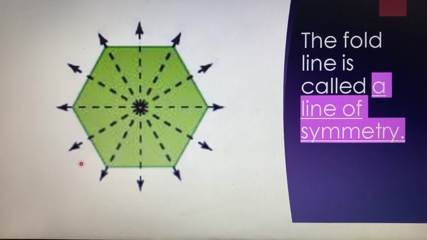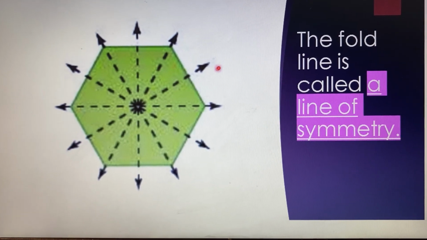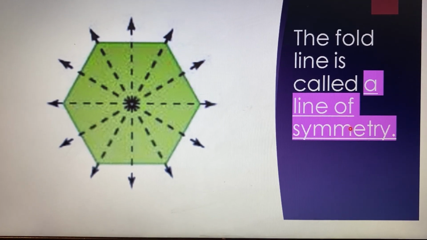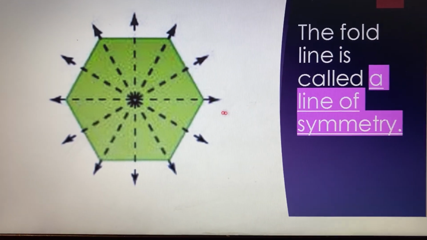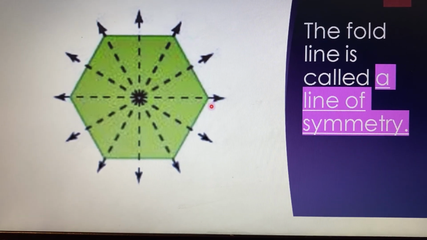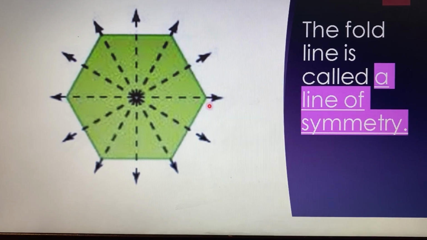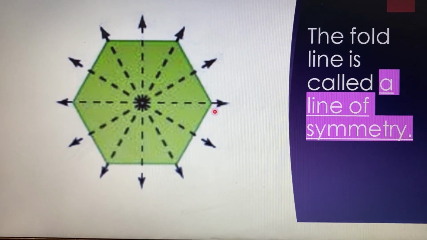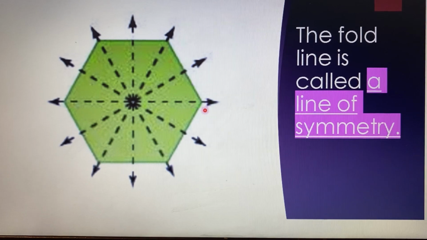Now, the lines that I use to fold are called lines of symmetry. Some shapes may have only 1 line of symmetry. Some shapes may have 2 lines of symmetry. Other shapes may have more than 2, like this one.